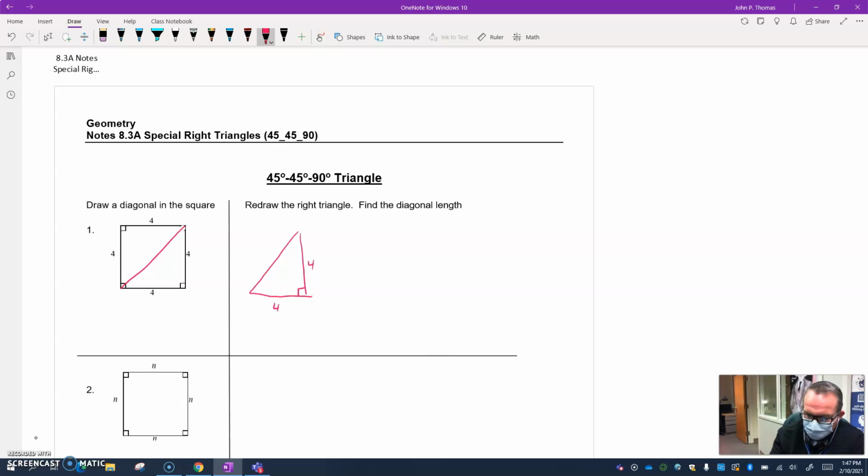So this looks like a Pythagorean theorem. I'm going to call this x. So 4 squared plus 4 squared equals x squared. 16 plus 16 equals x squared. 32 equals x squared. If I take the square root of both sides, I end up with 4 root 2 when I simplify that. Alright, so the diagonal for a square with a length of 4 for the side is 4 root 2.